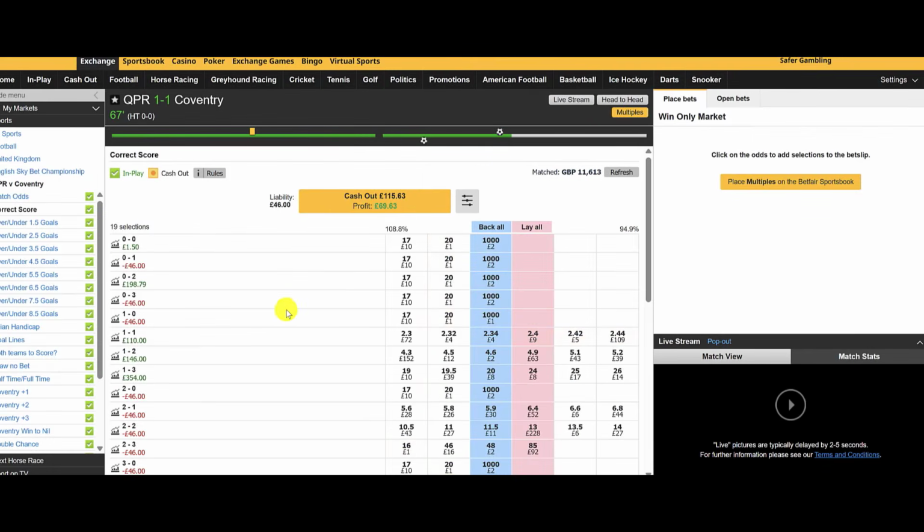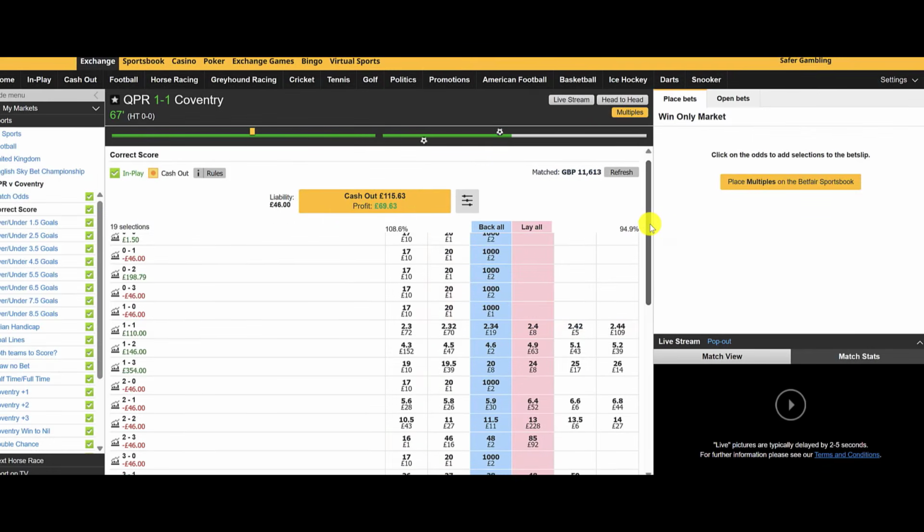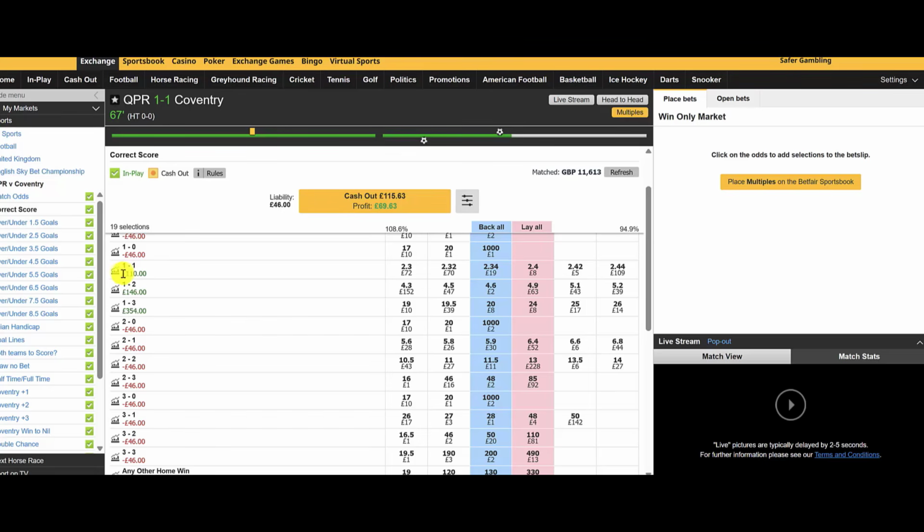67 minutes, we've had another goal in this one. Not the biggest surprise that it's gone to QPR. So we're on the 1-1, as we can see.